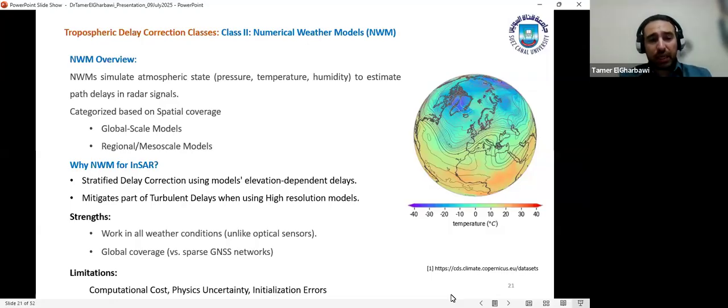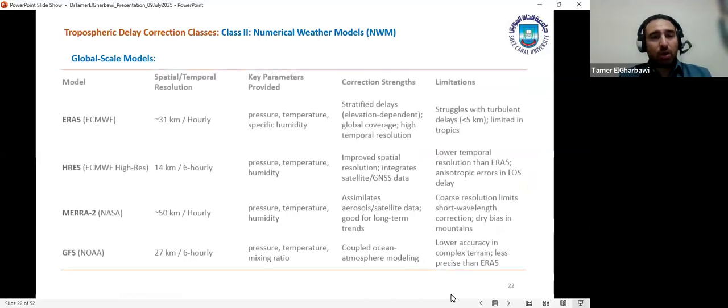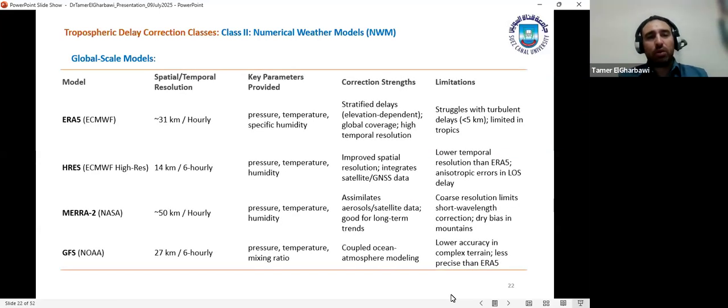So the strength here is that it can work in all weather conditions. It is available 24/7 for more than 70 years. It started from 1950 until today. But it has a computational cost, and there are some studies or cases where it can be unreliable.